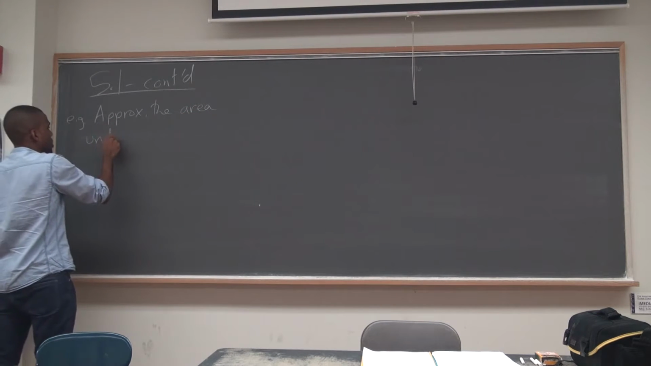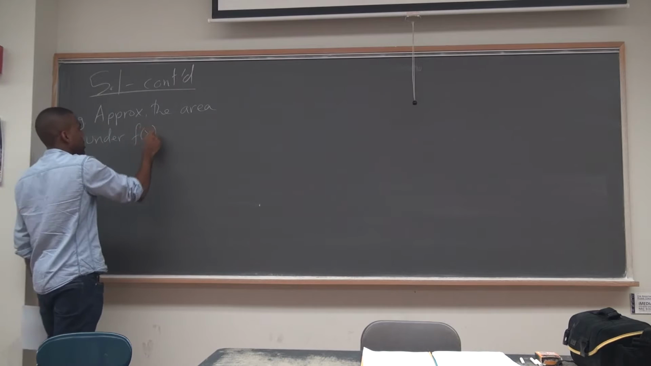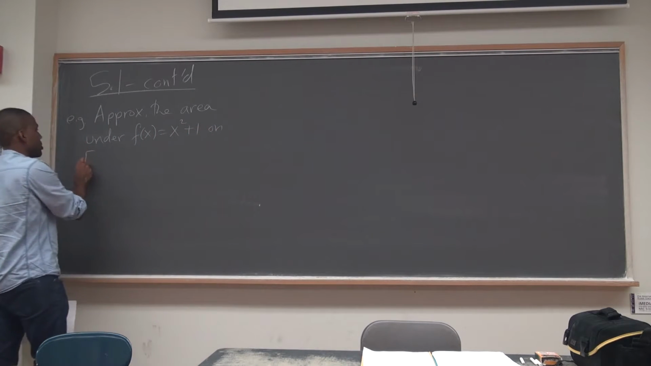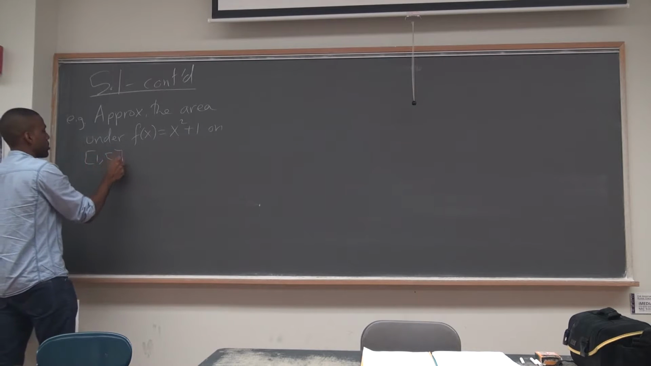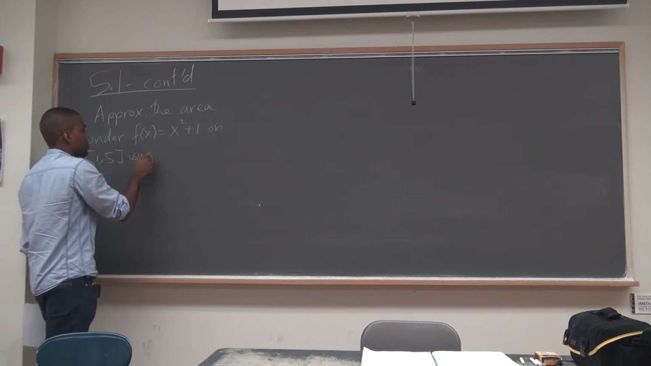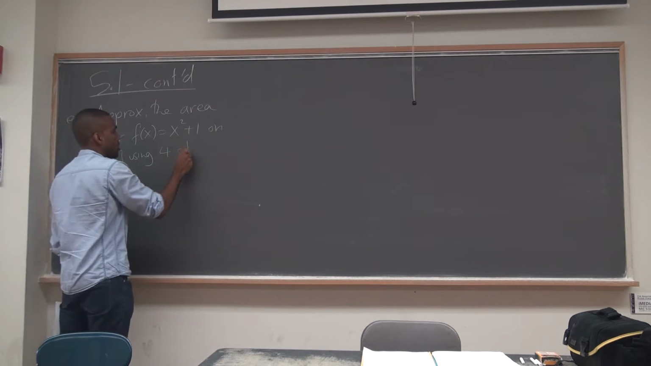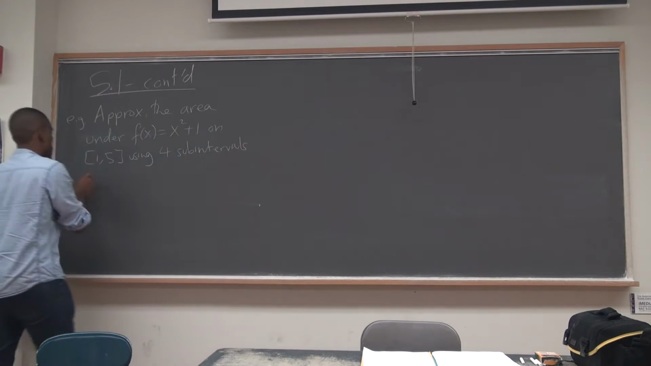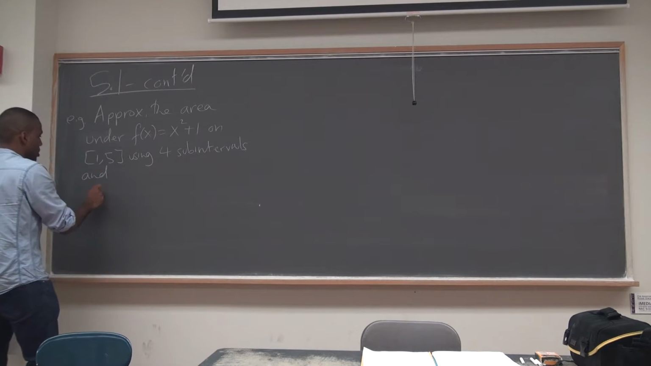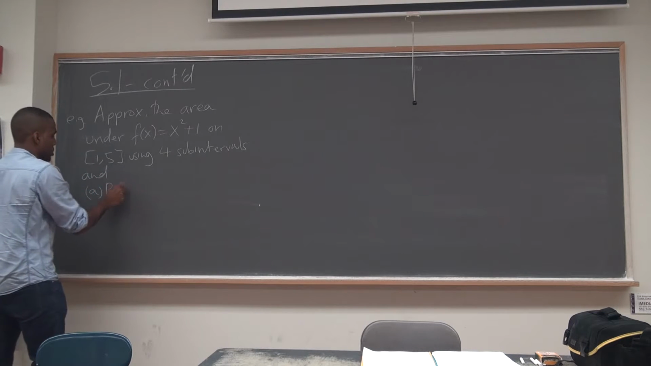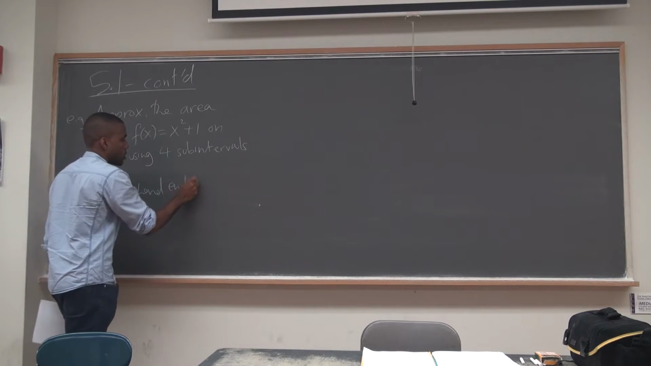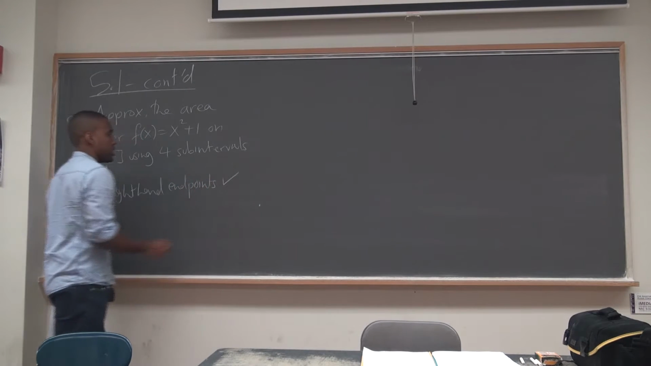Approximate the area under the graph. I think it was f of x equals x squared plus 1, on the interval 1 to 5, using 4 subintervals and right-hand endpoints. And this one we actually did.